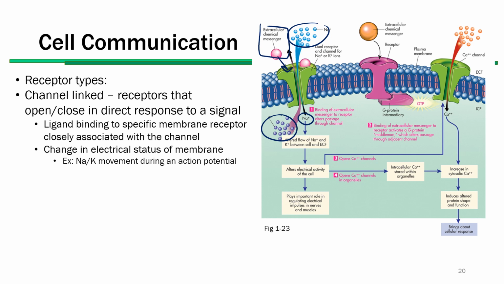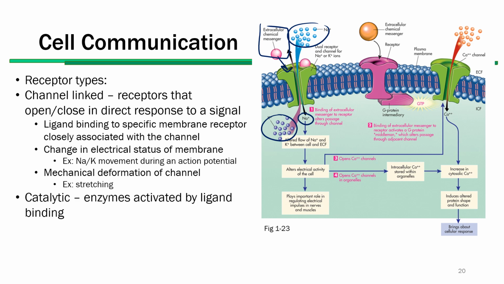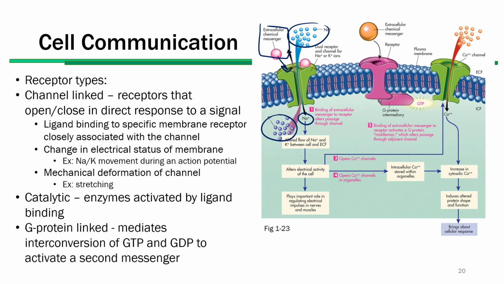Normally for depolarization and repolarization, we're dealing with voltage regulated channels, and voltage regulated channels would be activated by a difference in the membrane potential. So that's something a little different than the chemical ones they're showing here. There can be mechanical deformation of a channel. They don't show that one on this picture. For example, stretching. There can be catalytic enzymes activated by ligand binding, and we'll look at some of those. And then G protein linked. G protein linked receptors mediate the interconversion of GTP and GDP to activate a second messenger, and that's going to be through a G protein intermediary, and we'll look at those too.